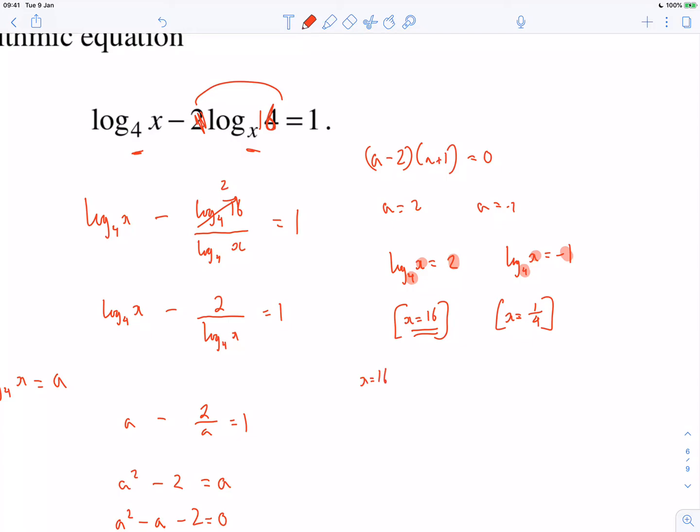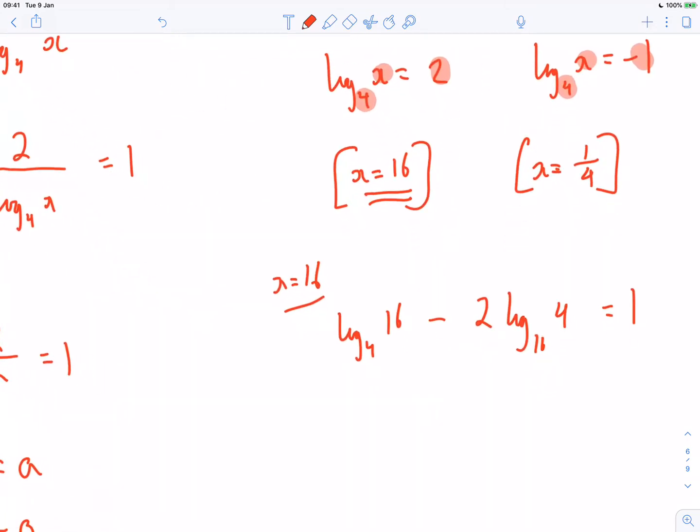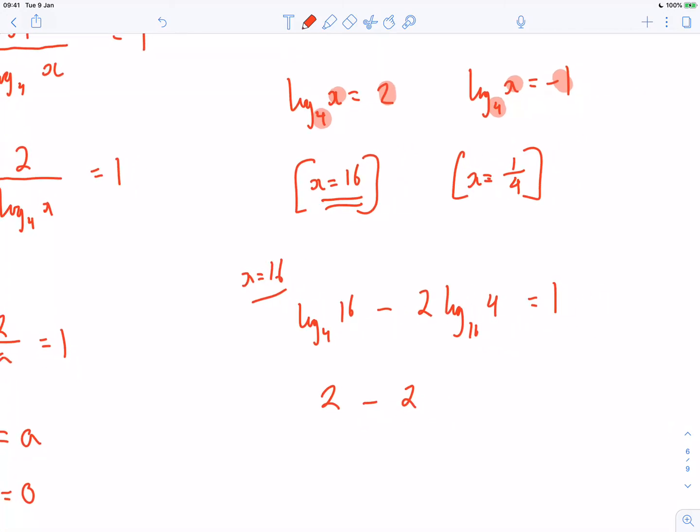For x equals 16, what is log base 4 of 16 minus 2 lots of log base 16 of 4? Does that equal 1? Well, log base 4 of 16, 4 to the what is 16, that's 2, minus 2 lots of, and then 16 to the what is 4, well, that's a half, isn't it? So 2 minus 2 halves is 2 minus 1, that does equal 1. Tick, boom.